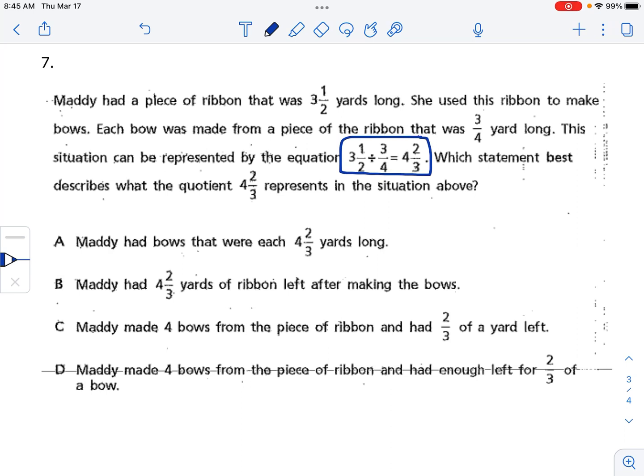All right, so I know that it can't be choice A because we're told that each bow is 3/4 yard long. The division sentence doesn't ever tell us how much is left over. That would imply subtraction. And Maddie made 4 bows. With the 2/3 that's left over, we wouldn't change the context of what the 4 represents and the 2/3 represents. So C is not appropriate. D is appropriate. She's made 4 bows from the piece of ribbon and enough for 2/3 of a bow.